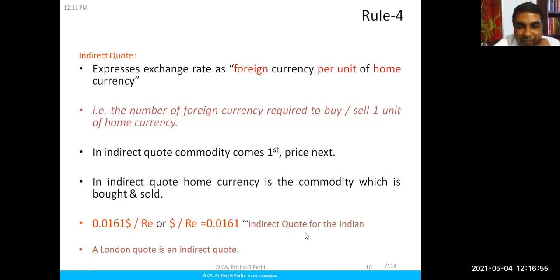So it's a direct quote for an Indian. So you can remember like this. If it is foreign by home, it is indirect quote. But if it is home by foreign, it is direct quote. Can you remember like this? Home by foreign. That is rupees 72 per dollar. It is direct quote. But foreign by home means some dollar per unit of rupees. Can you get it? Yes or no? Yes, sir.